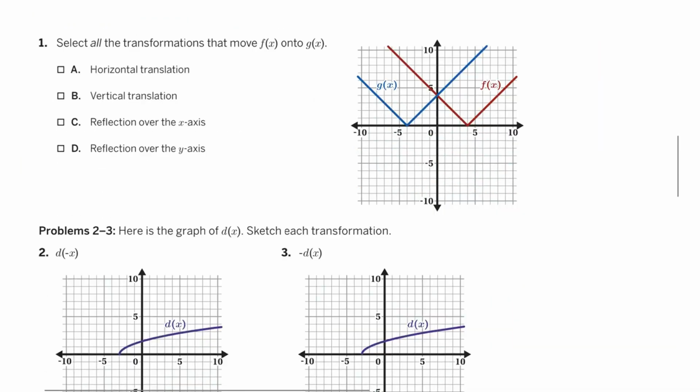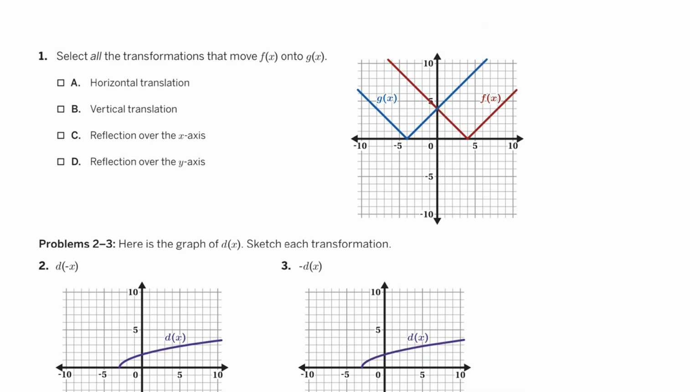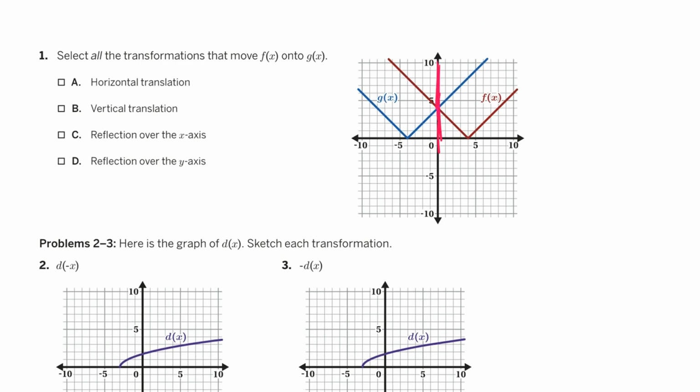So to get started for number 1, we're going to select all the transformations that move f of x onto g of x. So first of all, we're talking about a reflection. We can see that f of x is going to flip over the y-axis here, and so that would be a reflection over the y-axis. We could also say that it's a horizontal translation here, because if we took every point from f of x and shifted it 8 units to the left, then it would land on top of the points on g of x. So I would say the two different transformations could be a horizontal translation or a reflection over the y-axis.